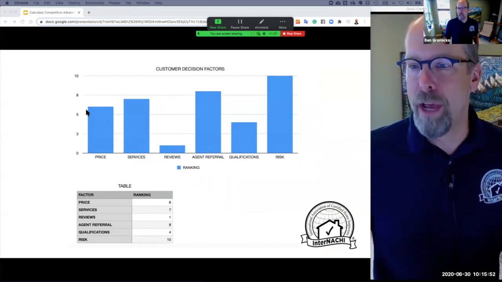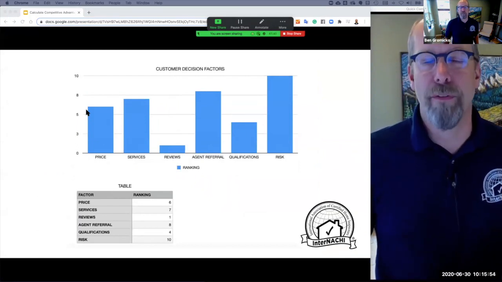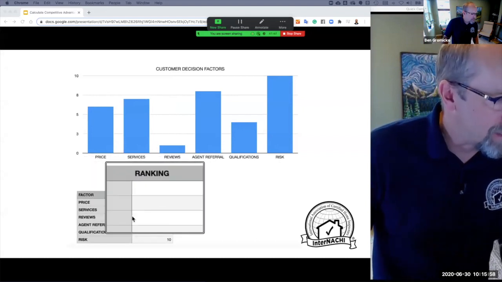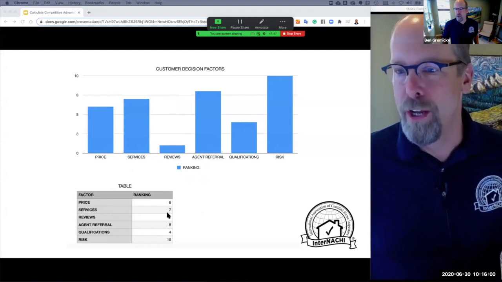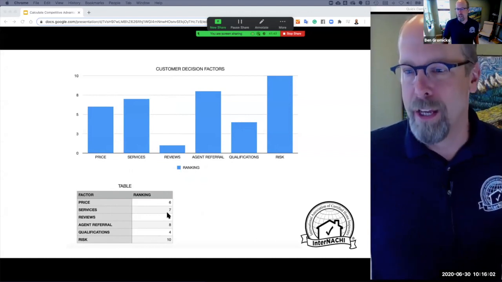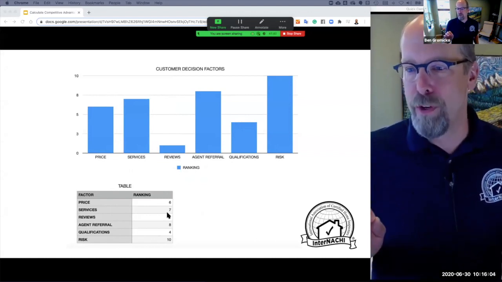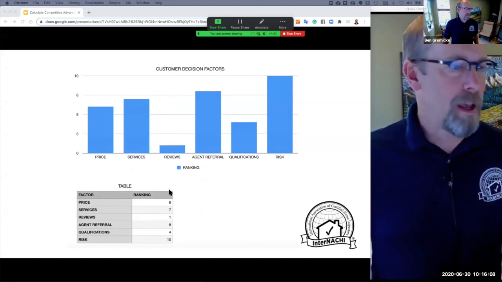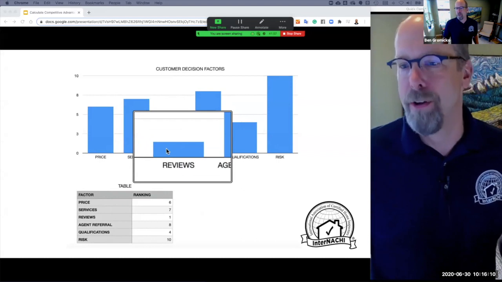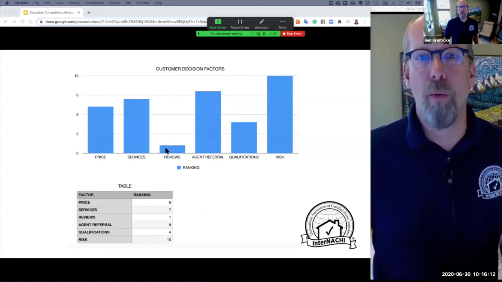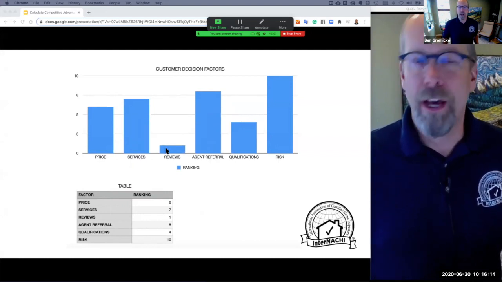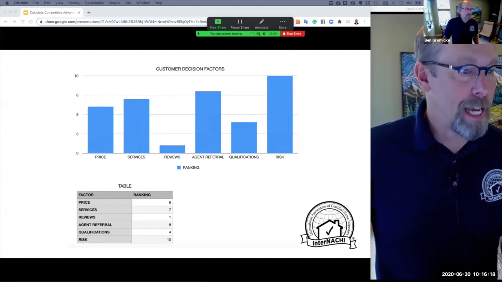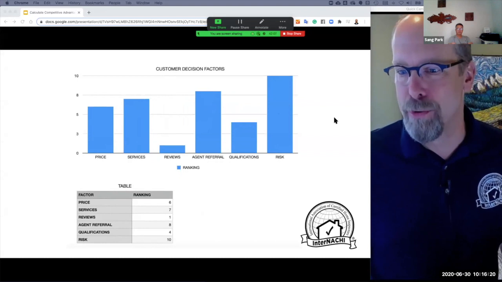Services, that's the range of quality inspection services performed competently by the inspector, and services is there, and that's 7, so that's good. Reviews suck. So reviews is other customers' good, positive feedback for the company. Reviews is really down. Agent referrals, that's how well the company is maintaining cooperative business relationships with real estate professionals. That's really good. So that's 8, that's really high.